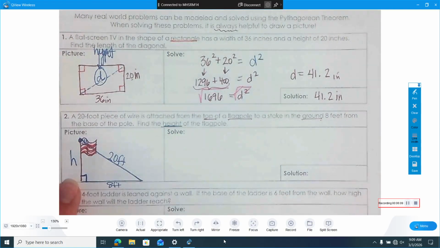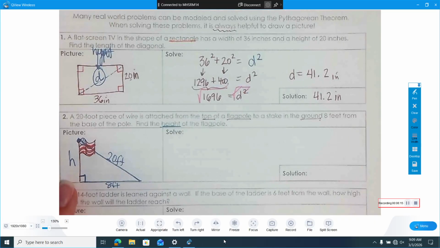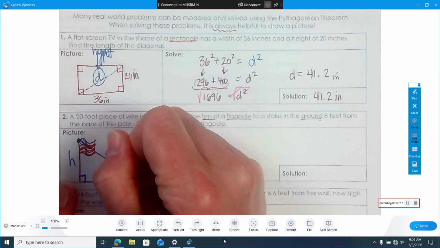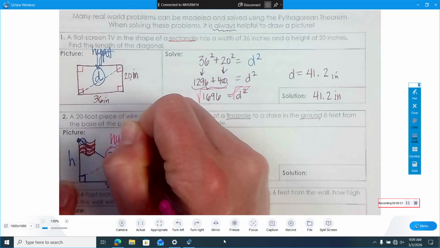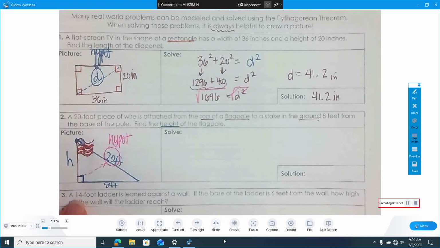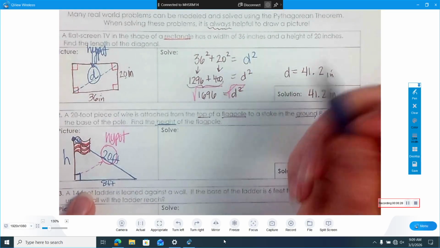Okay, so we want to find the height of the flagpole, which means I'm going to call it H for height. So that's what I'm trying to figure out. Ladies and gentlemen, where is the hypotenuse? The 20. The hypotenuse is 20. All right, there's my hypotenuse. If that's my hypotenuse, what should my equation be?